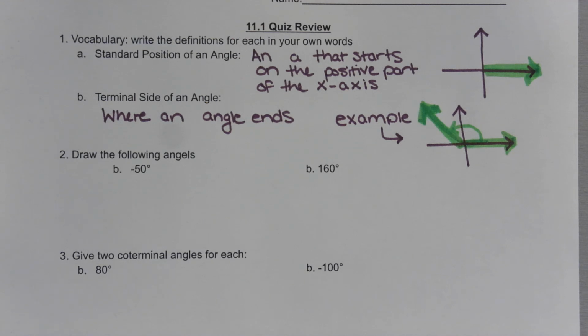The terminal side of an angle is where the angle ends. The initial side is where it starts. Remember, coterminal we talked about in the warm-up as well. That's when you have the same starting and stopping point, but how you get there is different. So those were some of our vocab terms. And then we also had our conversion factor on there too, that we either multiply by pi over 180 or 180 over pi.